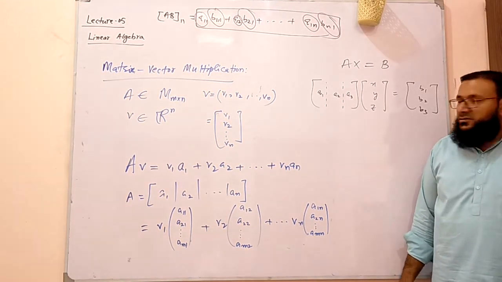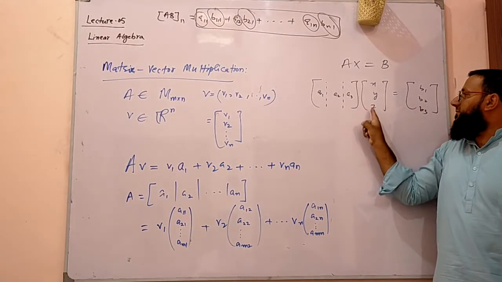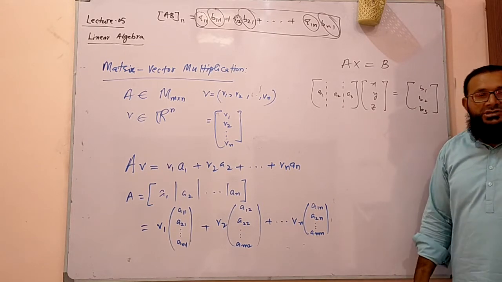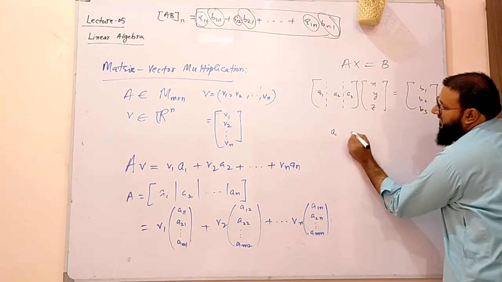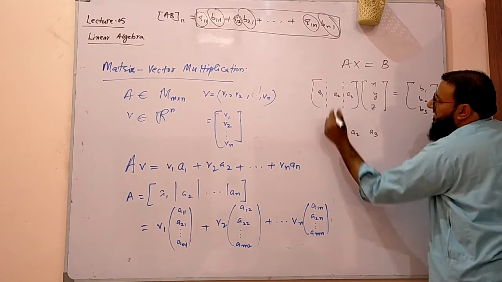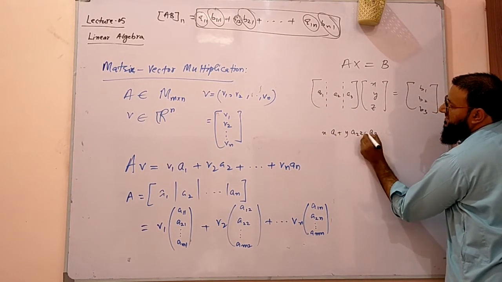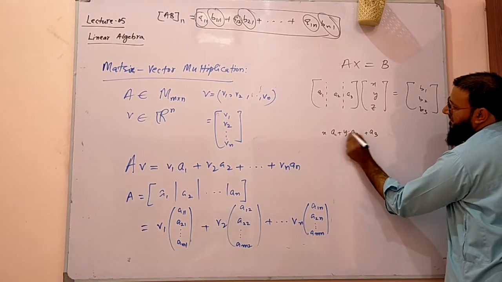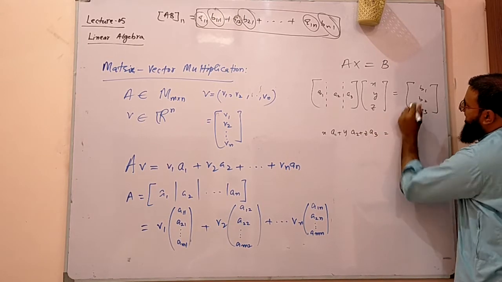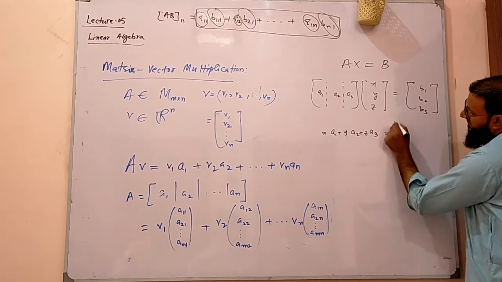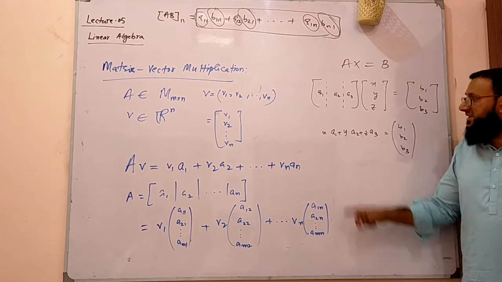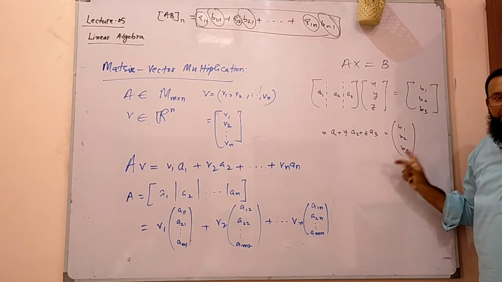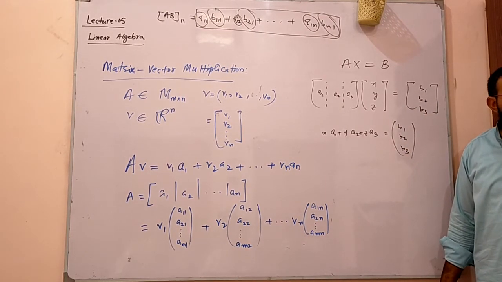So this is matrix A, this is the variable matrix X, this is matrix B, and I have written matrix A in terms of its columns. Now if I find the linear combination of these column vectors with x, y and z as coefficients, I will exactly get this matrix B1, B2, B3. It means the linear combination of these columns with these coefficients gives you B1, B2 and B3.